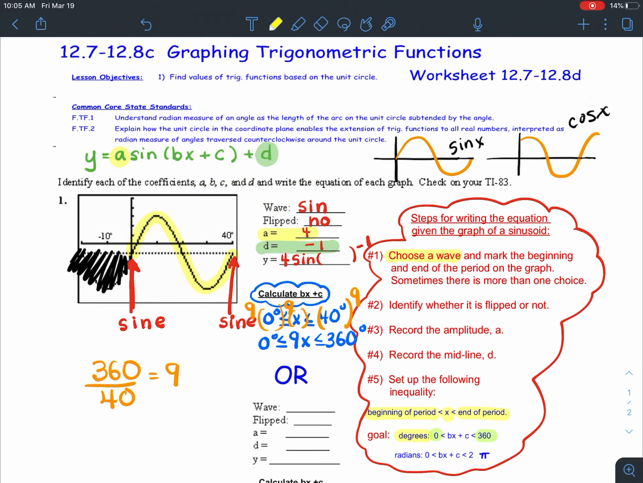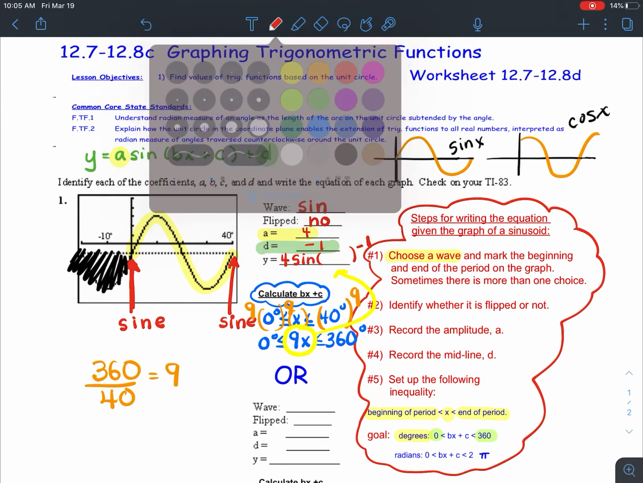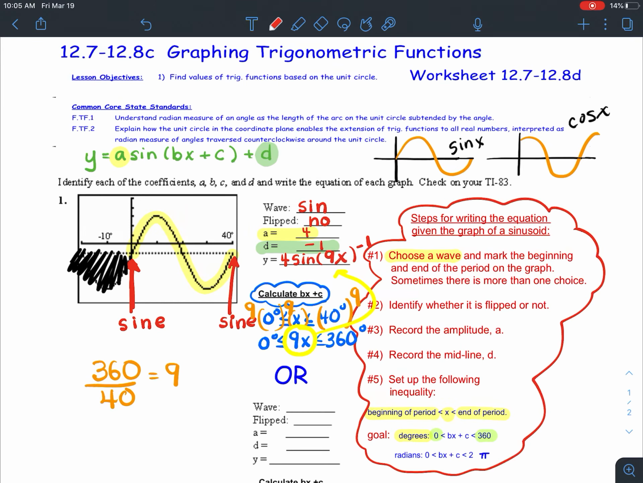Okay, so whatever is in the very center after you have a 0 on the left and a 360 on the right, that represents what you're going to fill in as the bx plus c portion. Apparently the c in this problem is a 0. Okay, so this particular problem, if we were to graph this equation in degree mode, it would create this wave that you're seeing.